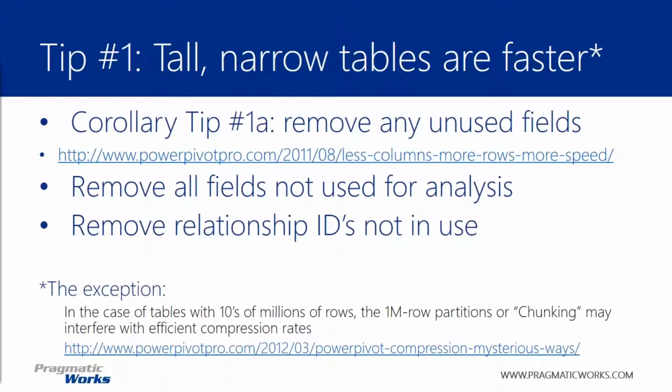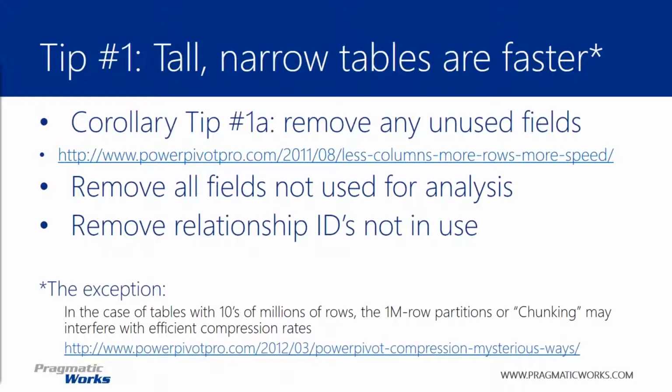You can see I've got a Power Pivot Pro tip there. And then be aware of what kind of analysis is going to be executed on your model, and remove anything that you don't think is going to be used for any kind of analysis. So that's sort of an addition to remove any unused fields. Think about it again. Maybe there's a version of that column that could be used, but this original column is not helpful. Go ahead and remove that original column and only keep the derived columns.